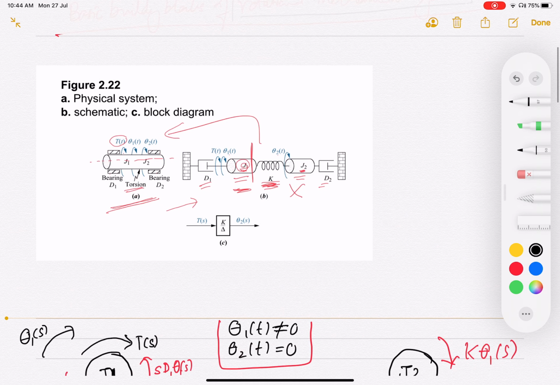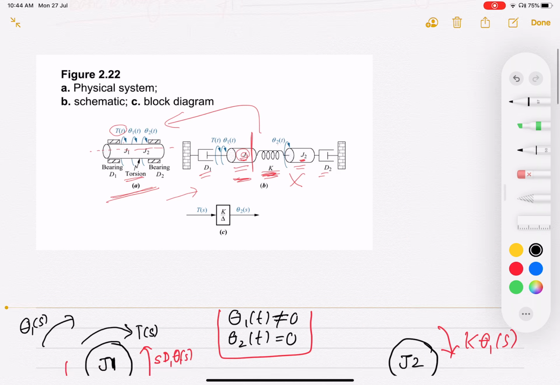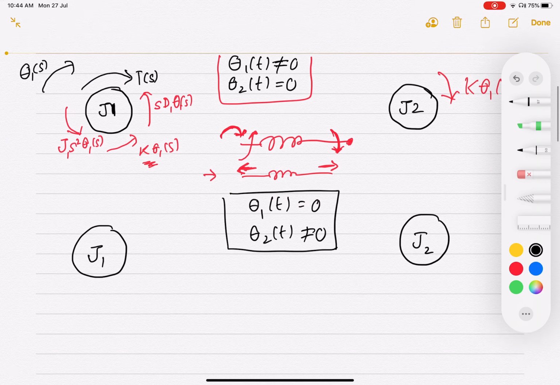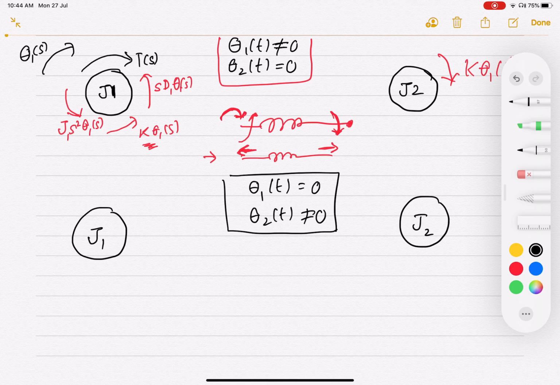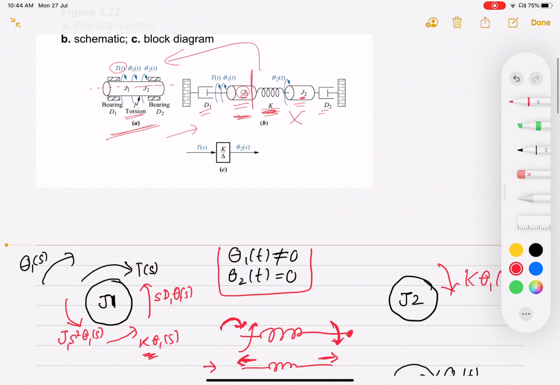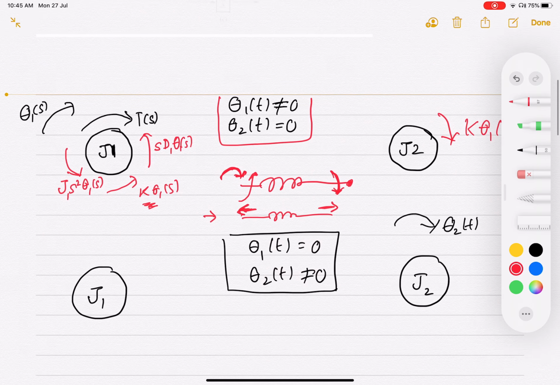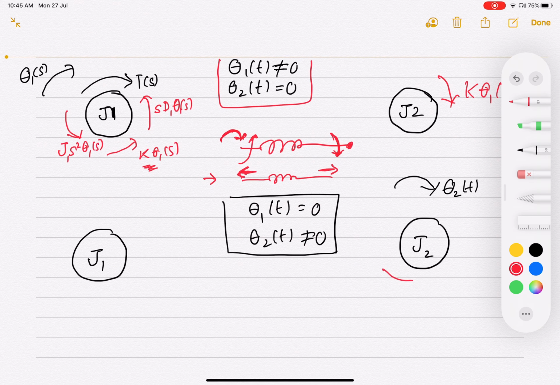If your J2 is undergoing a displacement, what is the reference direction for theta 2? That is also important. You are assuming that this is the direction in which the displacement theta 2(t) takes place. Now let us look at this diagram and see if this moves counterclockwise. What are the torques that are going to act in the opposite direction? Again, the spring, the damper, and the inertia are connected to J2, so you can make the three torques.